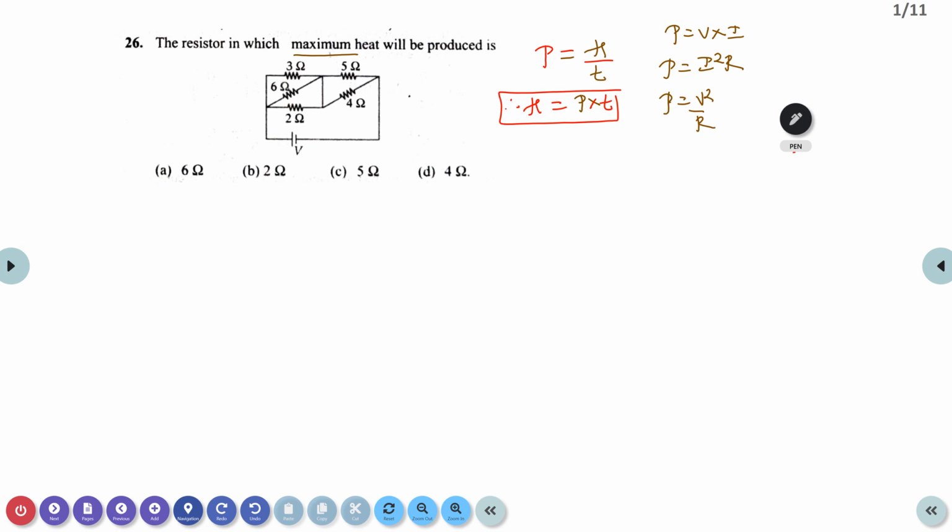This is the question. When resistors are connected in parallel, use the V square by R formula, because the voltage is the same across each resistor. You have to use this formula for the parallel connection. The I square R formula you have to use for the series connection, when resistors are connected in series, because the current is the same. Now, power equals V square by R. Therefore, H equals V square by R multiplied by time. This is the formula.